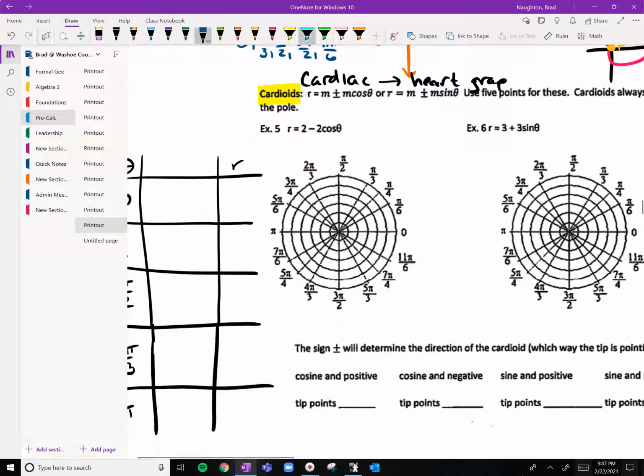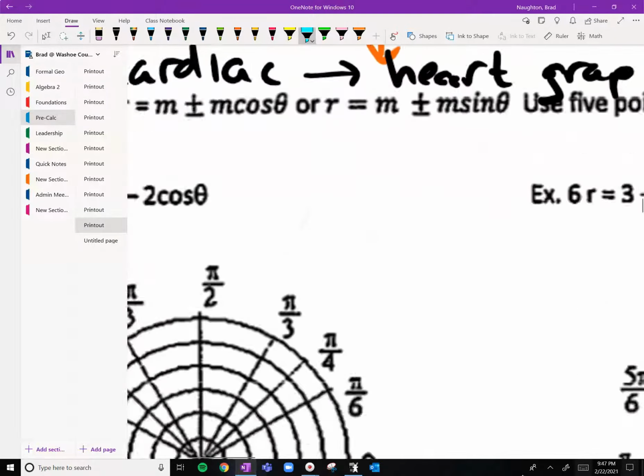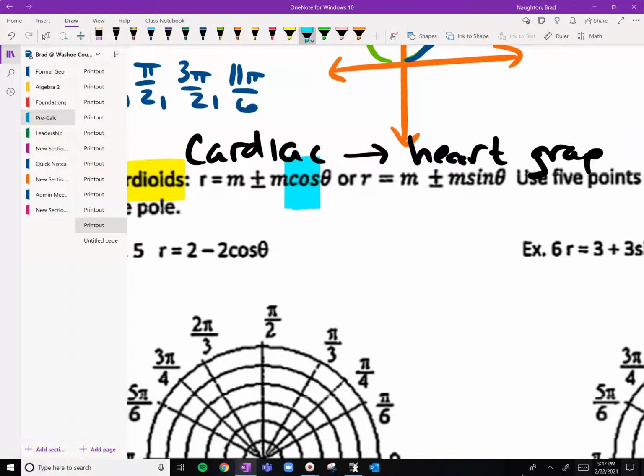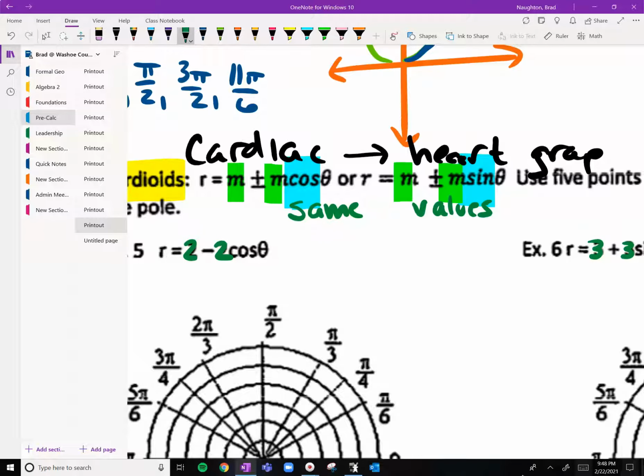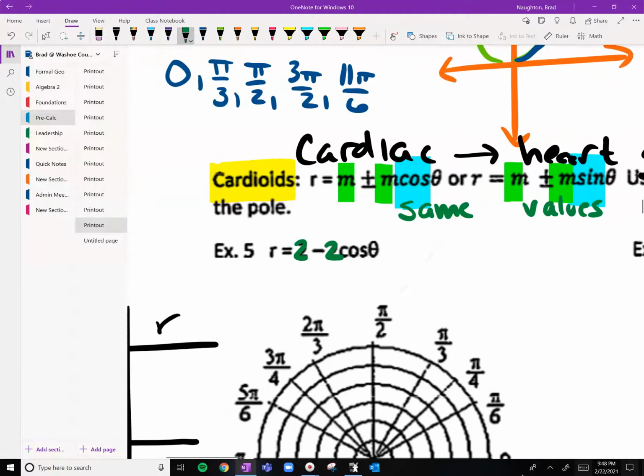Let's look at the graph. All right. So the first thing I want to point out is obviously we're going to have cosine here and sine here, and that's going to be very important. But these m's are going to be pretty important too. I want you to note that these are going to be the same values, because when they're different values, it's going to be a different graph. So notice I have 2 and 2, 3 and 3. Those are going to be the same values. And when those are the same values, my friends, that is going to give us our cardioid.